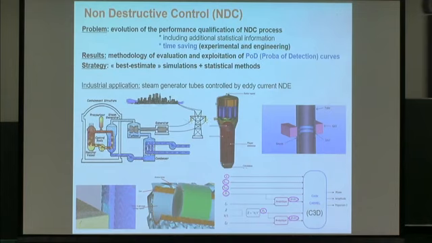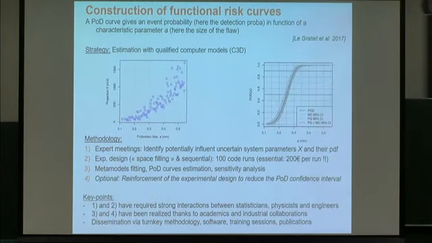But of course there are many uncertainties. There are many parameters that we don't know the exact values of in this kind of system. The exact position of the bar, the exact permittivity of the material, we don't know this, etc., etc. So we want to qualify this non-destructive control process by using probability.